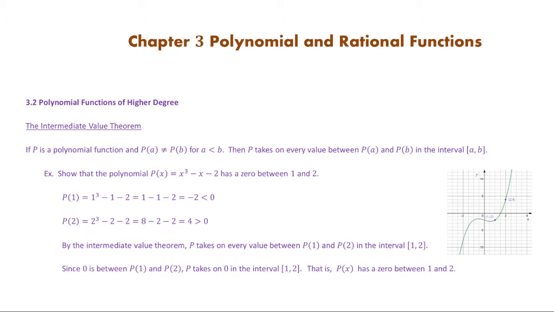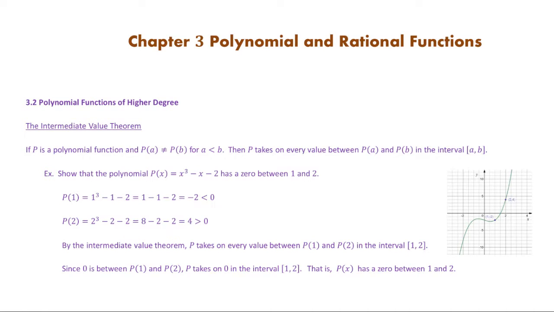And that's because of the intermediate value theorem, P takes on every value between P(1) and P(2) in the interval from x equal to 1 to x equal to 2. So P will take the value 0, since 0 is between -2 and 4.